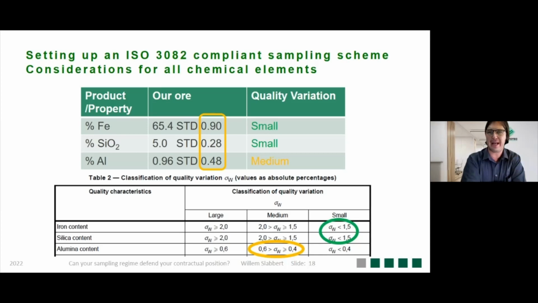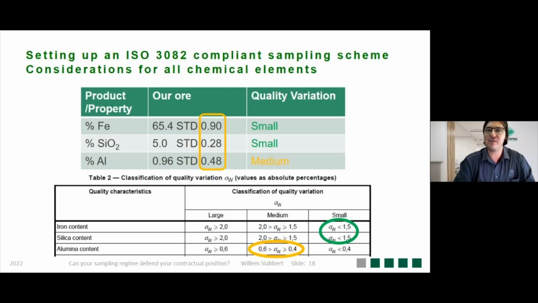And now we're going to loop back on our previous ISO 3082 compliant sampling scheme design, which in the beginning was based only around iron ore, but now goes on to include also silica and aluminum content. We saw the standard deviations for our iron and silica ore for the 10 consecutive shipments was 0.9 and 2.8 respectively. If we refer to table 2 of ISO 3082, we note that our standard deviation quality variation there is less than 1.5 and therefore qualifies as small quality variation.